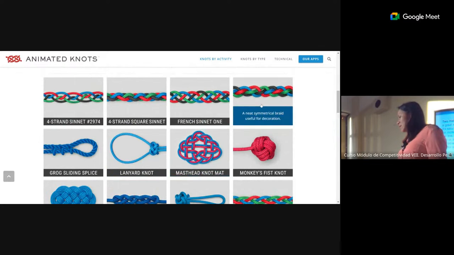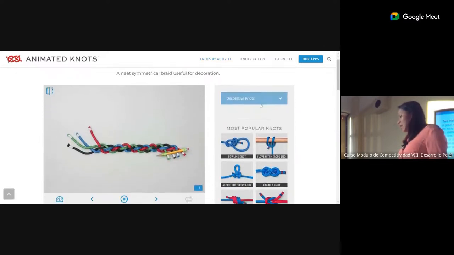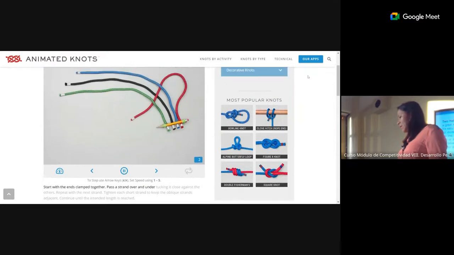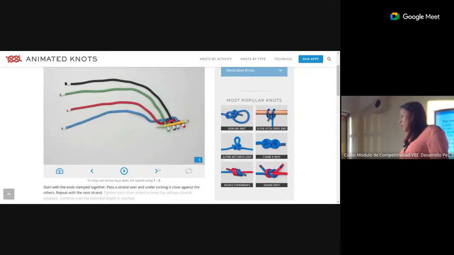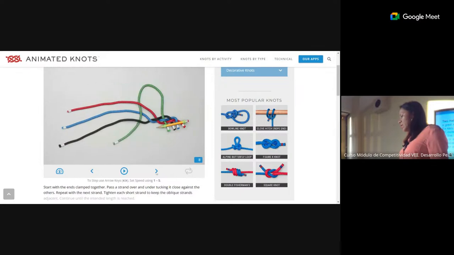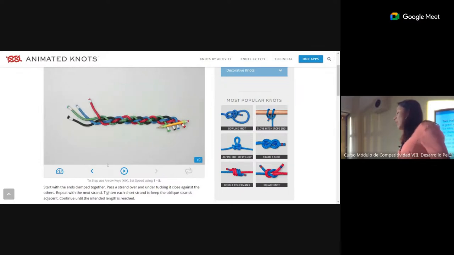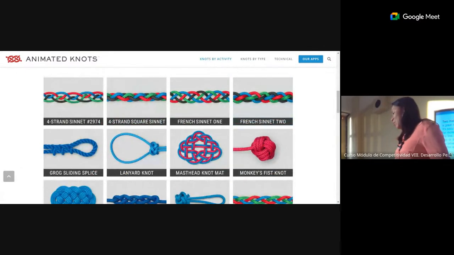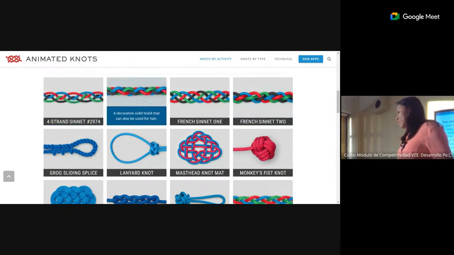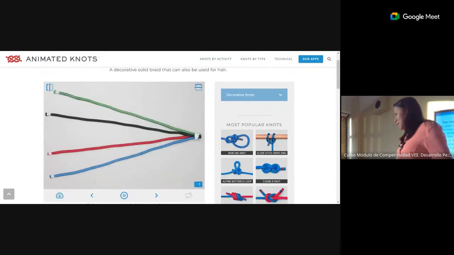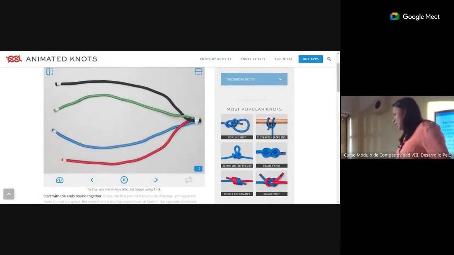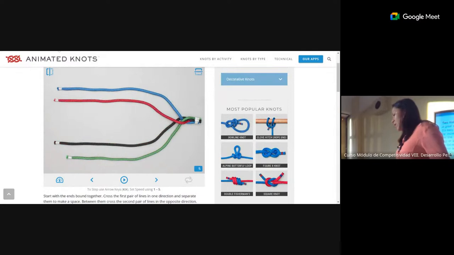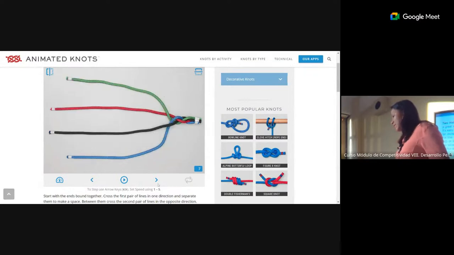Also, look at this. You just click on it and they're going to show you step-by-step how this is done. These are for decoration. Yes, look. If you love knots, you love this art, because there's an art that is called knotting. So here you're going to find plenty of this type of information. Okay, so here we have all the types that you can find. These are for decoration. Yes, decorative.